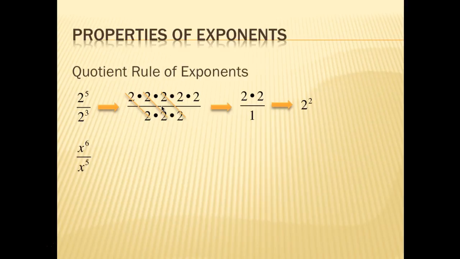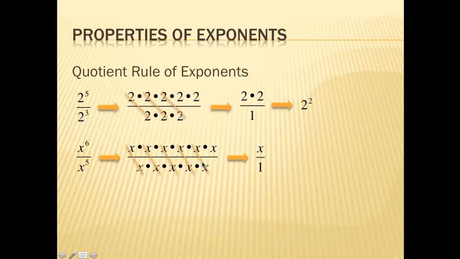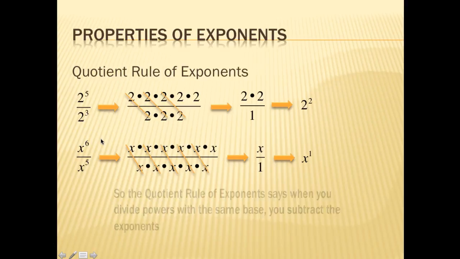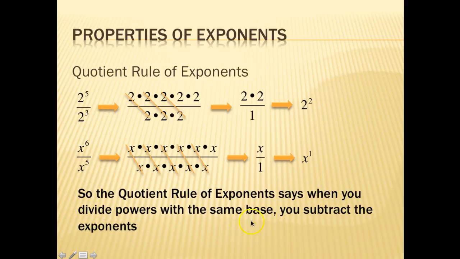Variables work the same way. X to the sixth power over x to the fifth power, simplifying my variables. When I have multiplication in the numerator, multiplication in the denominator, I can then simplify x over x to 1, that to 1, that to 1, that to 1. I'm just left with x over 1 or just x to the first. So let's look at 5, 3. I got 2. 6, 5. I got 1. What do I do when I'm dividing powers with the same base? You subtract your exponents.